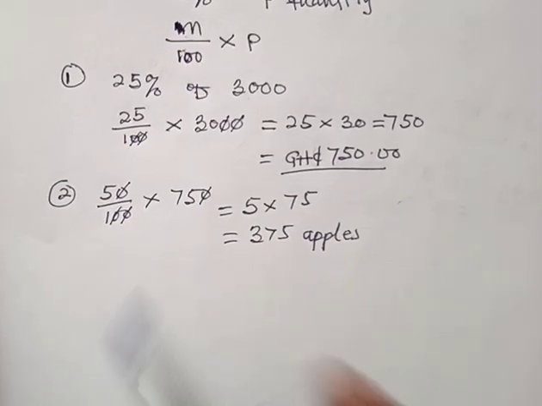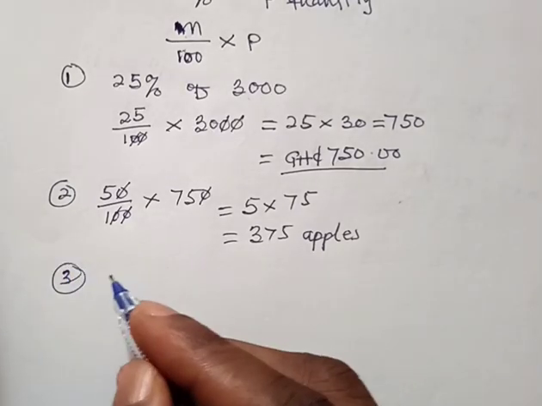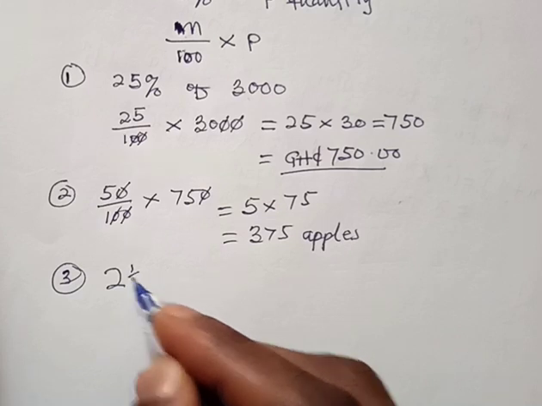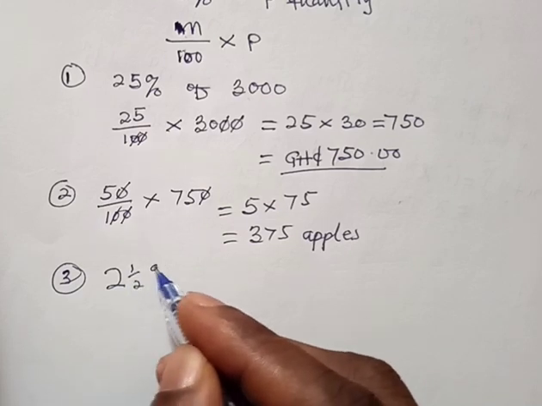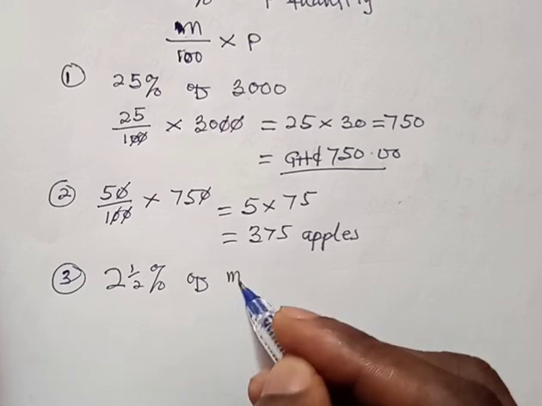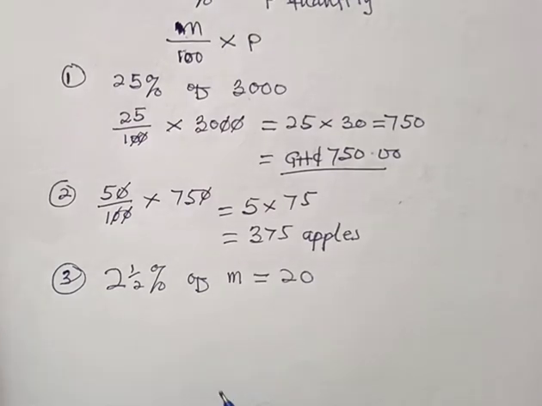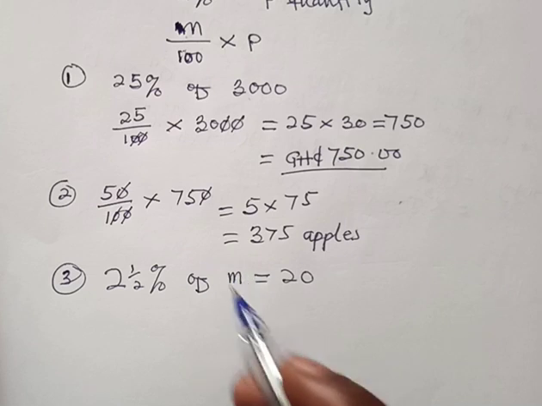So what we are going to do is what? So example 3: two and a half percent of M should give us what? 20. So this is what it means. So we are going to look for M.